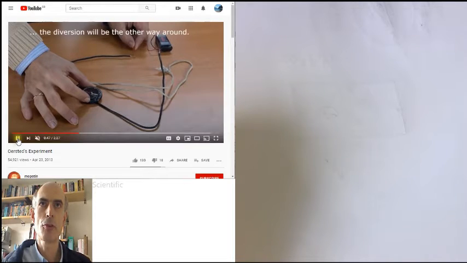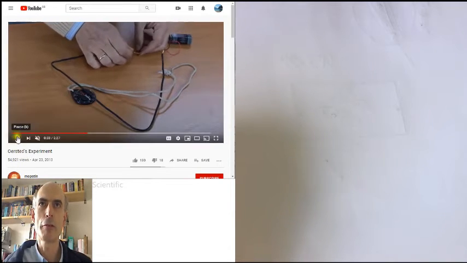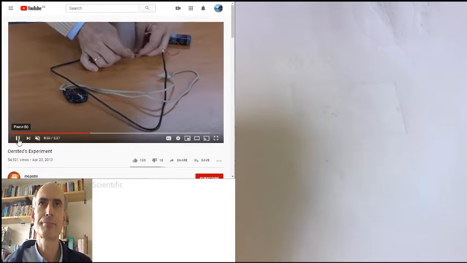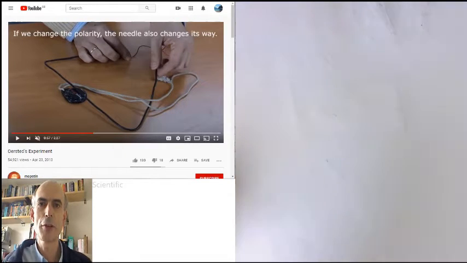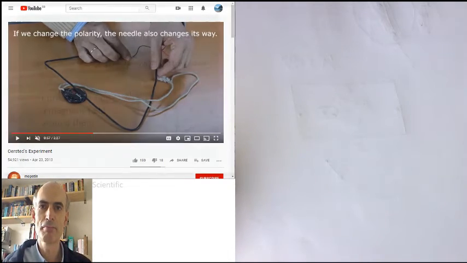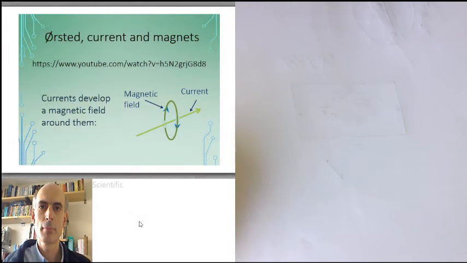Put the compass on top of the wire and it deflects the other way. And this gives some clues about the direction of the magnetic field. Right. That's enough of the video to give you the idea of what's happening. Currents cause magnetic fields. A whole series of more delicate experiments reveals what the direction of the magnetic field actually is.